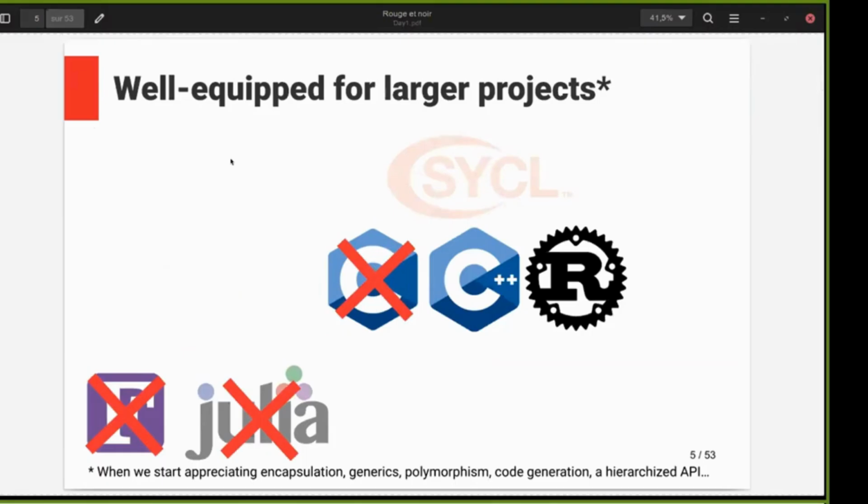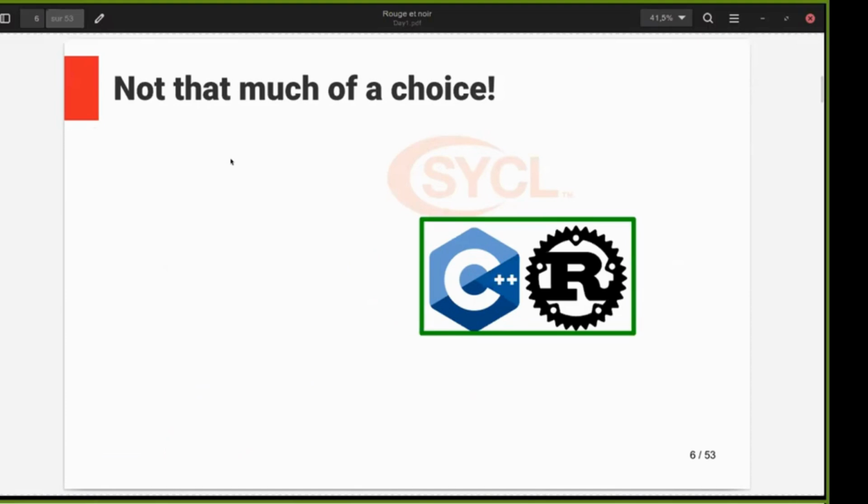And then the third characteristic, which I like in the languages that I use, is that I want them to be well equipped for larger projects, because I have often observed that many of my large software projects started as small ones, and it's really hard to tell in advance, is this going to be big or not? So I like if right from the start, I can use a language where I know that if I need things like encapsulation, generics, polymorphism, code generation, hierarchized API, I can have it. And of the languages I know of, at least when I've set the three criteria, I don't have much of a choice left.